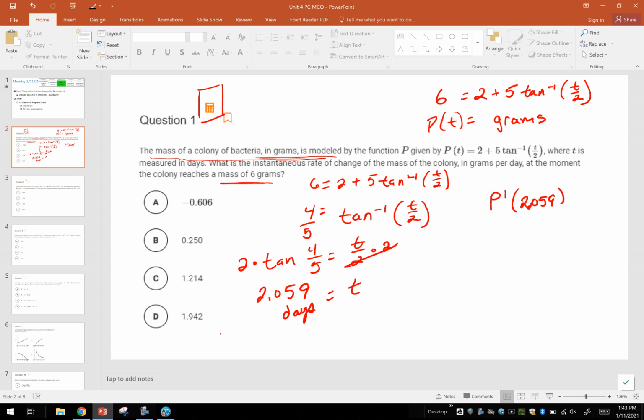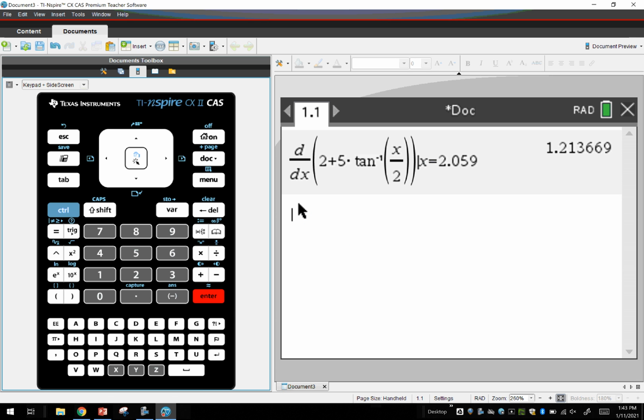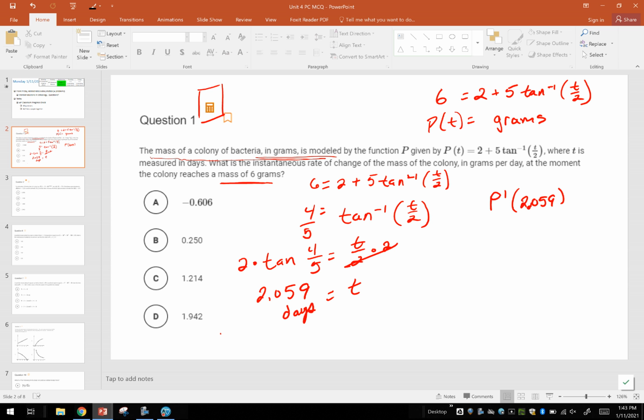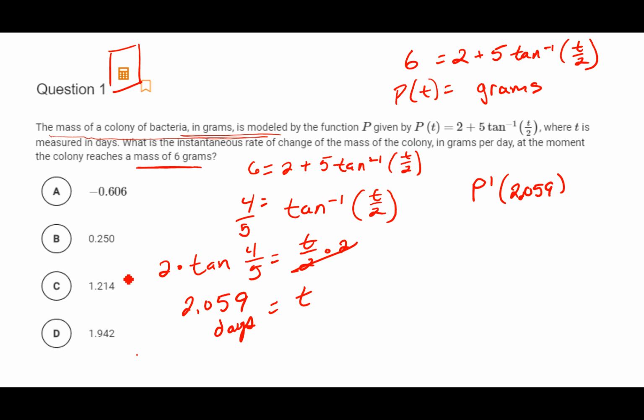So we go back to our problem here. Our answer was 1.213669, and so it would be letter C is the one that is correct. And you can see there's no 2.059 anyway, so that work that we did to find t, even if you got confused and you stopped there, that's not correct anyway, because there's not going to be an option choice for that one. So the correct one on this is 1.214.